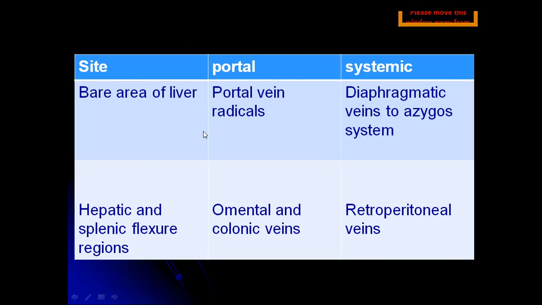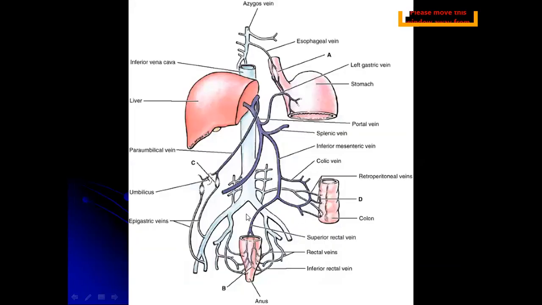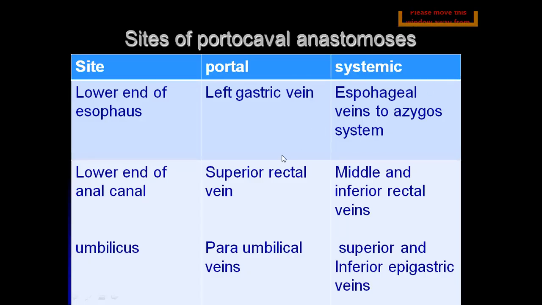At the bare area of the liver, the portal tributaries are the portal vein radicals, and the systemic veins are the diaphragmatic veins draining to the azygous system of veins. At the hepatic and splenic flexure region, the portal vein tributaries are omental and colonic veins, and the systemic veins are retroperitoneal veins. All these are the areas where we have anastomotic networks, which is very, very important. That is portocaval anastomosis. Portal vein is an essay question, and portocaval anastomosis is a part of the essay question. If not, portocaval anastomosis itself can come as a short note as well.